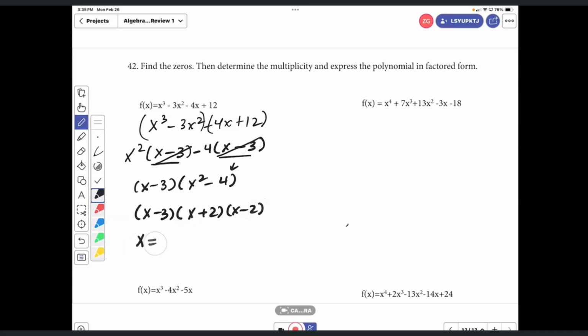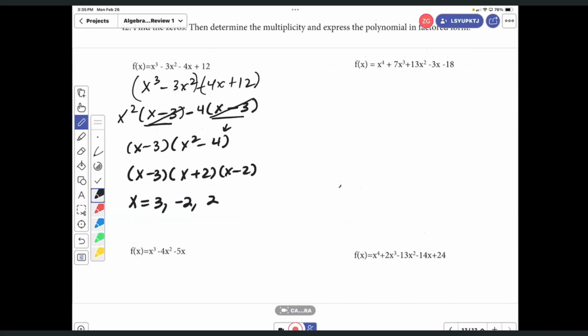So the zeros are 3, negative 2, and 2. For the one beneath it, you have x cubed minus 4x squared minus 5x. You're going to factor the x. So you have x squared minus 4x minus 5, which gives x times x minus 5 times x plus 1. In this case, the zeros will be 0, 5, and negative 1.